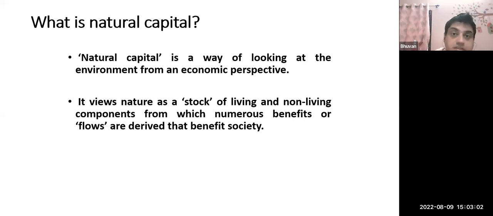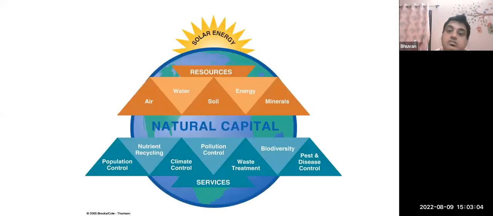So if we talk about how these resources are generated, we can see here that solar energy is the prime source of energy which is driving the various cycles present on the earth. And here we can say that air, water, soil, energy, minerals are all part of the natural capital. And through them we can derive various kinds of services, which include nutrient recycling, climate control, pollution control, waste treatment, biodiversity, pest and disease control, etc.